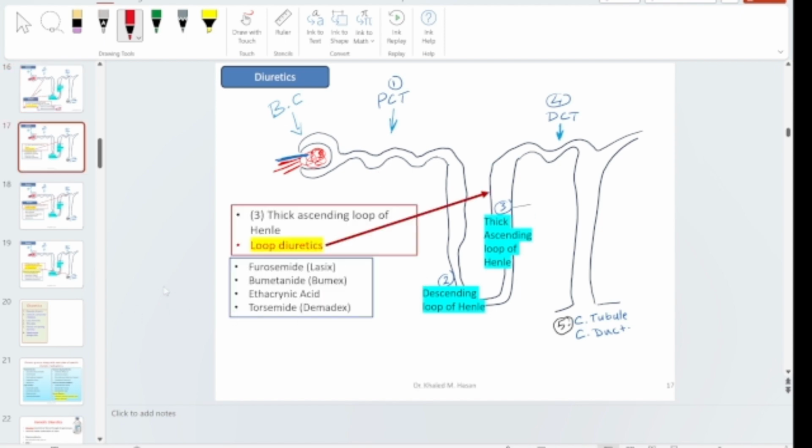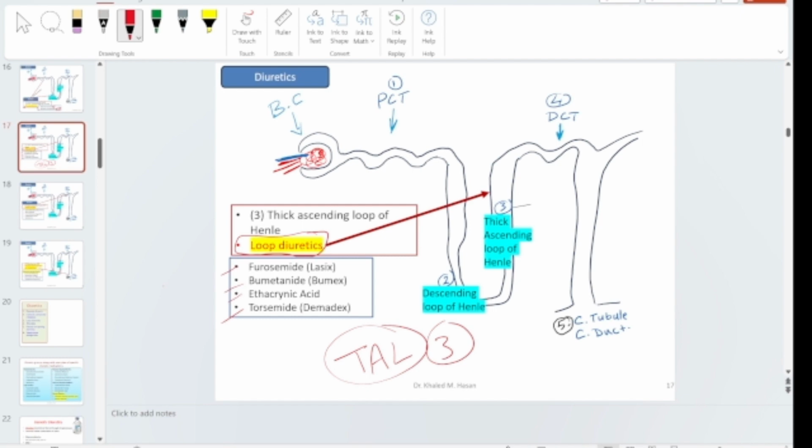Okay, moving to the next group of medication, group number 3. We discussed number 1, carbonic anhydrase inhibitors. Number 2, we discussed the osmotic diuretics. Number 3, we have loop diuretics, as you can see here. The site of action is the thick ascending loop of Henle, number 3 on the nephron. Give me an example: furosemide, Lasix, bumetanide, ethacrynic acid, torsemide. So we have 4 medications belonging to the loop diuretic: furosemide, bumetanide, ethacrynic acid, torsemide.